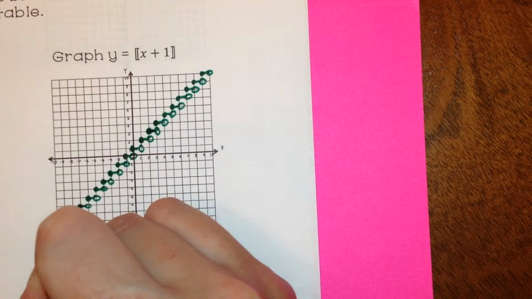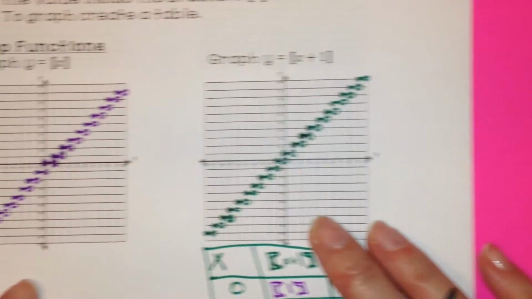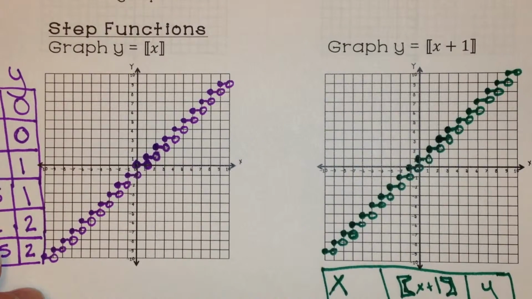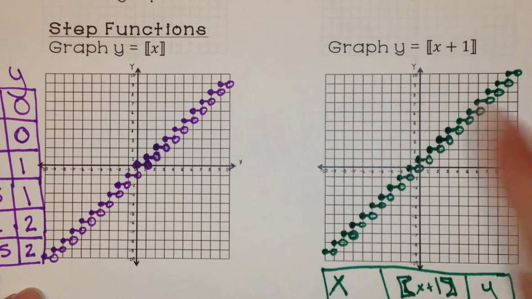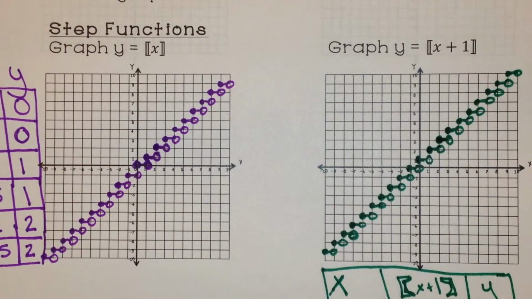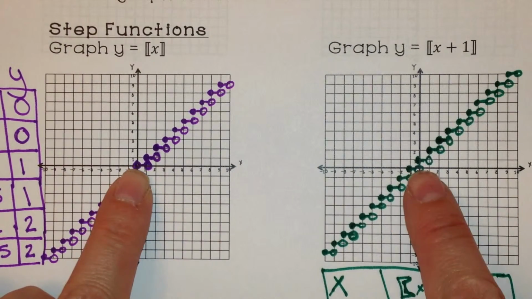All right. Okay. So you can see that they do look slightly different because of that shift, the +1 inside. Okay, so remember, when it's inside, it is a horizontal shift, and it would be shifting it 1 to the left, and we can see how that one was shifted 1 to the left.